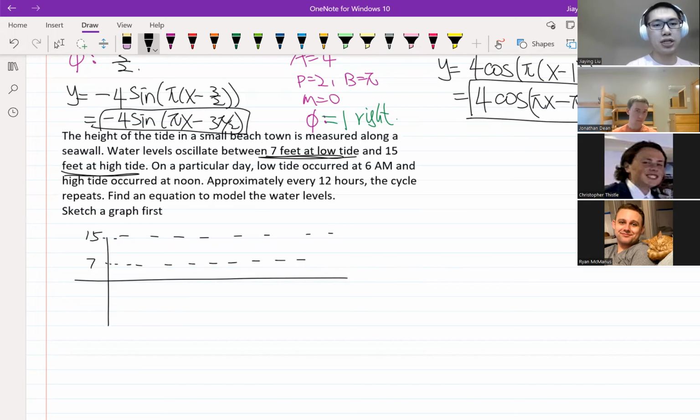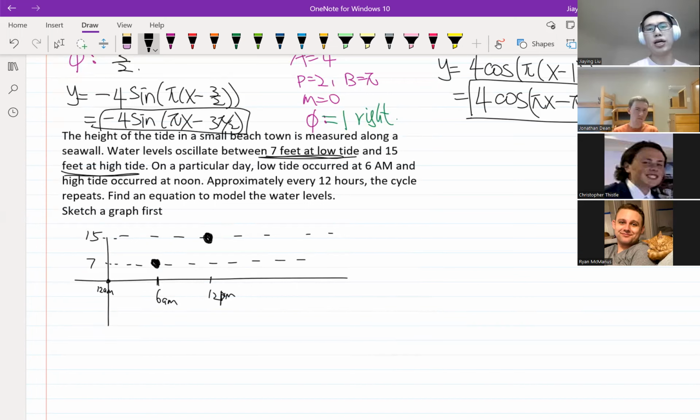So let's see, this is like 12 a.m., midnight. And then 6 a.m. is here. And that's going to correspond to a low tide. So that has a height of 7. And then 12 corresponds to a high tide. So let's see, this is 12 p.m., at noon. And we end up with the highest value.